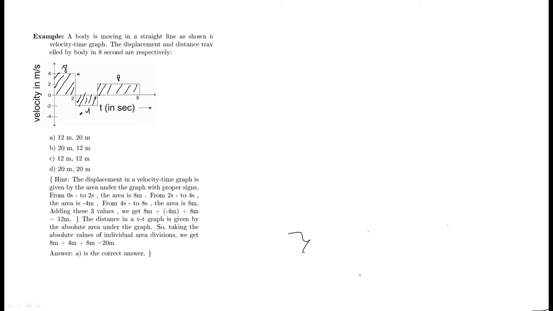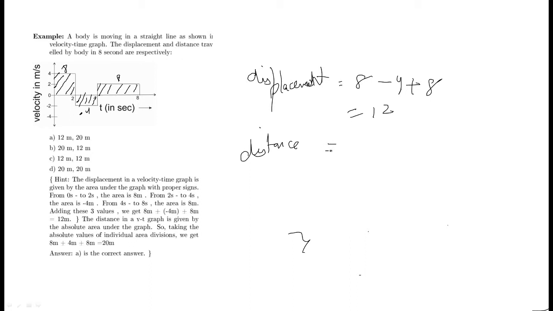Now in calculating displacement, what we'll do is 8 minus 4 plus 8, which is equal to 12. In distance, we'll take the areas without sign. So we'll do 8 plus mod of minus 4 plus 8. So displacement is 12 and distance is 12. So A is the correct answer.